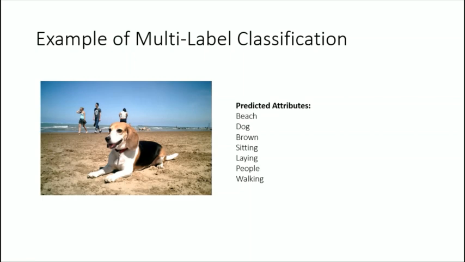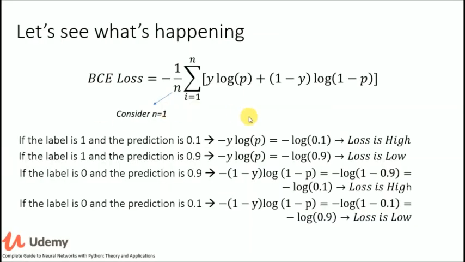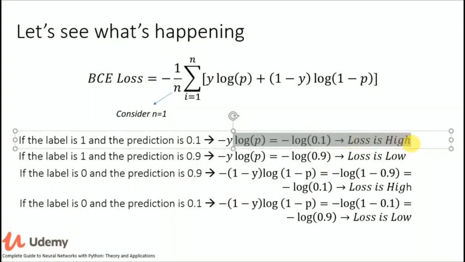Now let's talk about how the binary cross-entropy works, and let's analyze the equation. So let's, just for simplicity, consider n as 1. So the first case, if the label is 1 and the prediction is 0.1. So obviously that loss should be high because your actual output is 1, but your network predicted 0.1. So what happens here is only this term is valid because the label is 1. So this term becomes, we have a negative here. So negative logarithm of your probability. So negative logarithm 0.1. And you get, of course, a high loss.